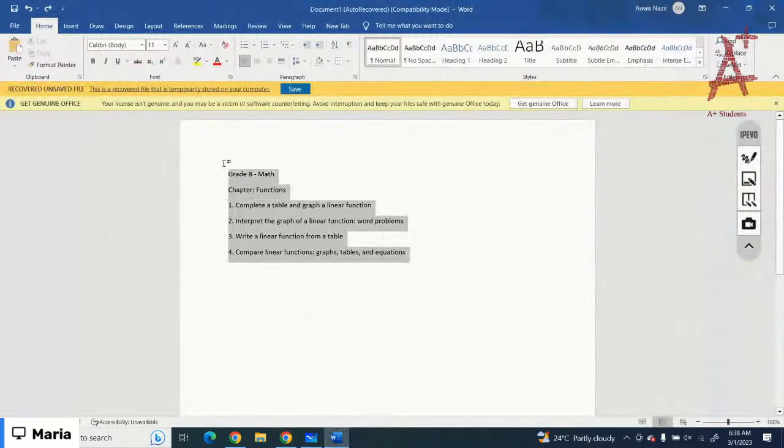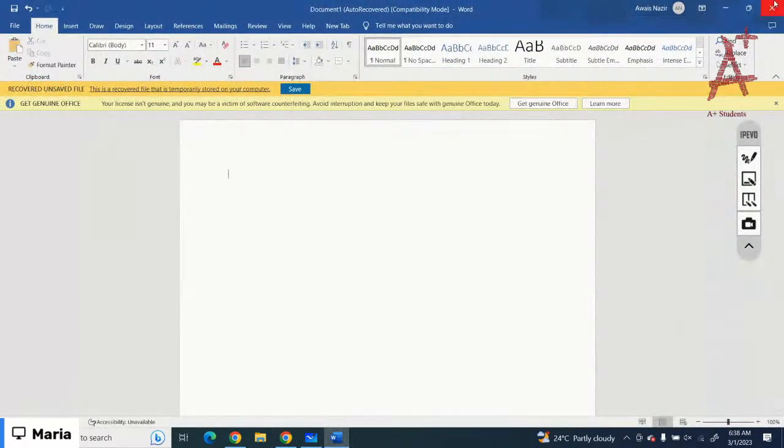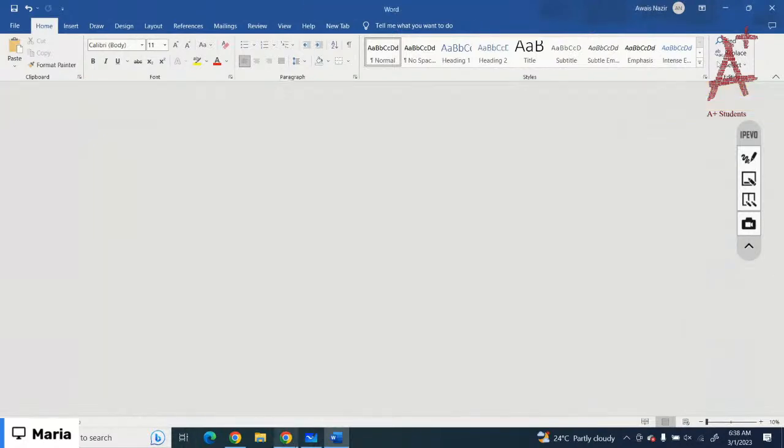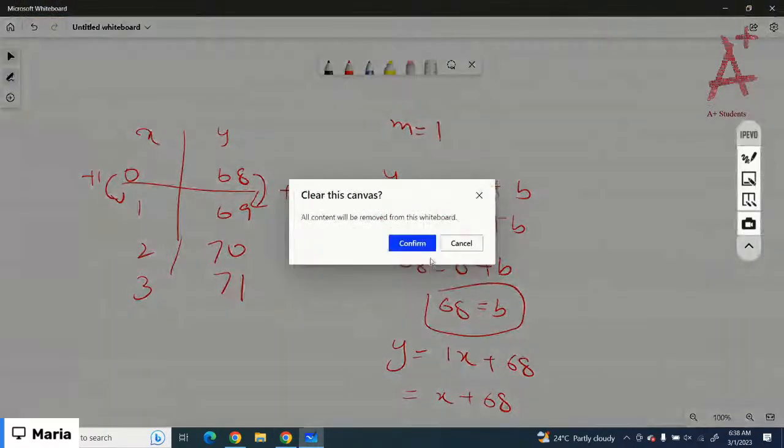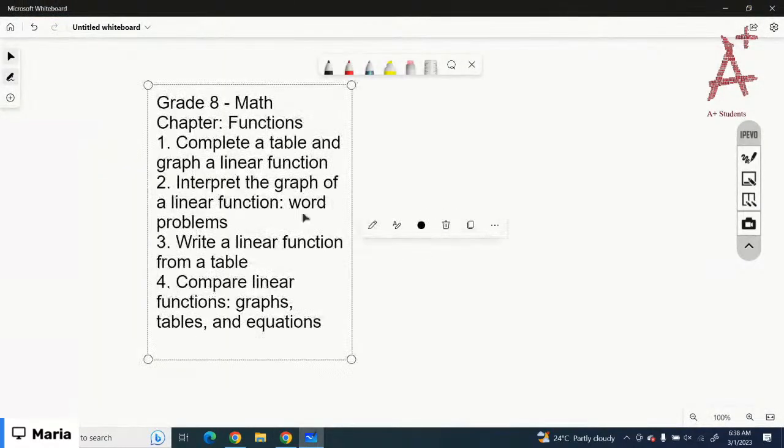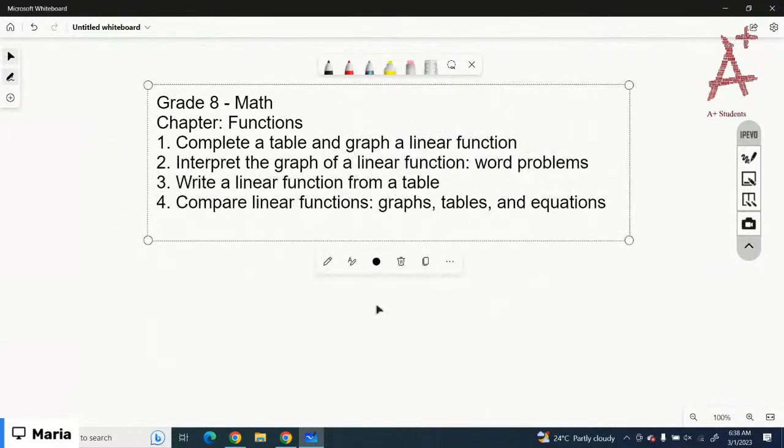So we are working on grade 8 maths. The chapter we are working on is functions, and the lessons we have covered today are complete a table and graph a linear function, interpret the graph of a linear function, write a linear function from a table, and compare linear functions: graphs, tables, and equations.